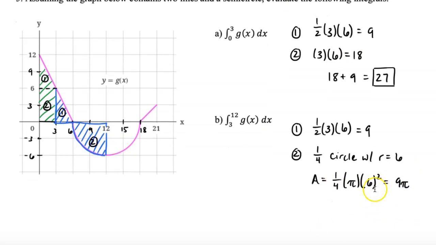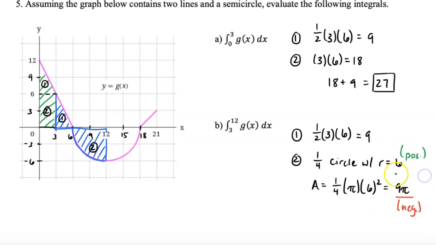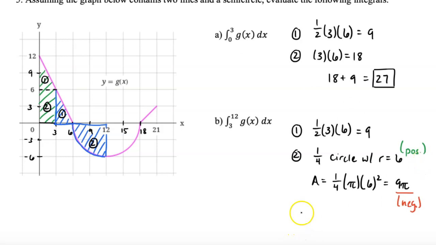Now I want to add these together, but one thing I want to keep in mind is that this is the area below the x-axis. So this is a negative area. This is a negative area. 6, because it's above the x-axis, is going to be a positive area. And so to find my total area, I can just take 6 and subtract 9 pi. And so that is going to be the area of that region. Remembering that an integral is just the net change of that area, that net area below and above some curve.